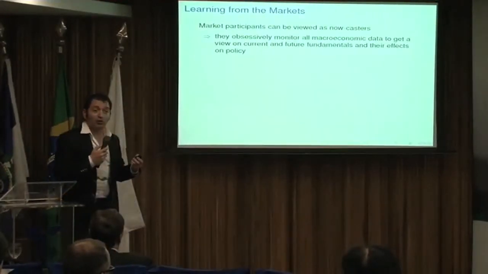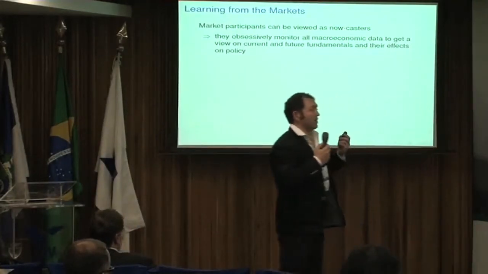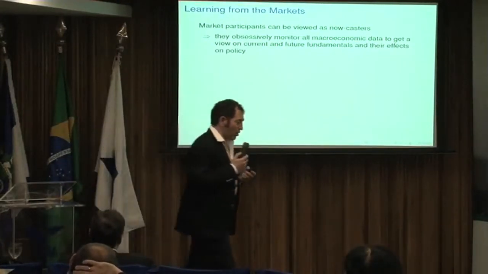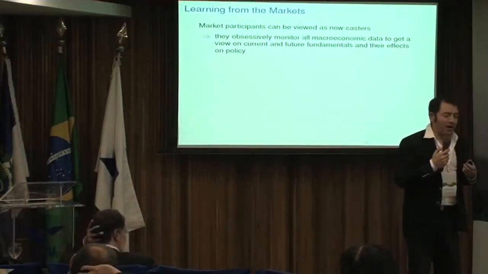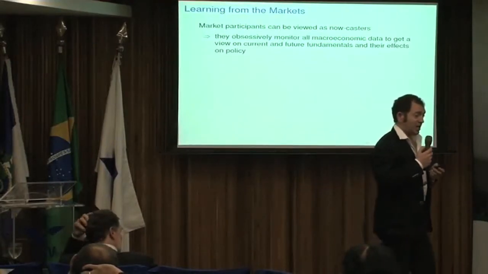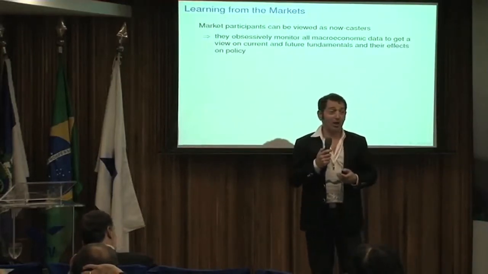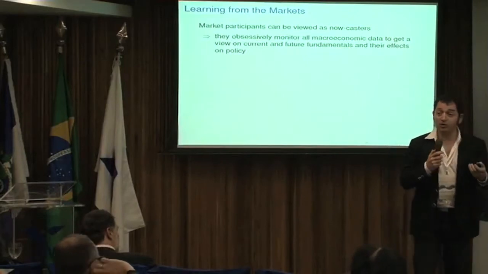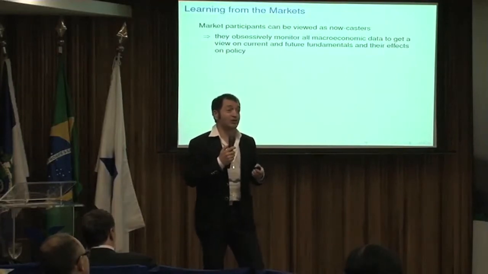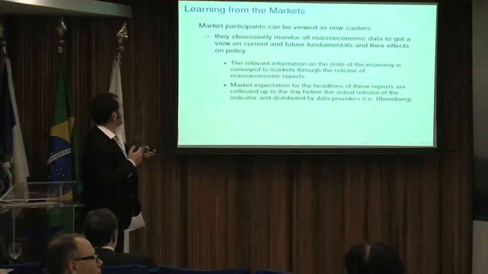Okay, so how to construct this computer algorithm? The way we did it is to learn from markets. So what did the markets do? They obsessively monitor macroeconomic data releases. If you go on a trading floor, there are these guys with a lot of screens in front of them. And one of these screens is a Bloomberg screen where there are all the single data releases that are going to appear during the day. They have exact hours. So they obsessively do this.